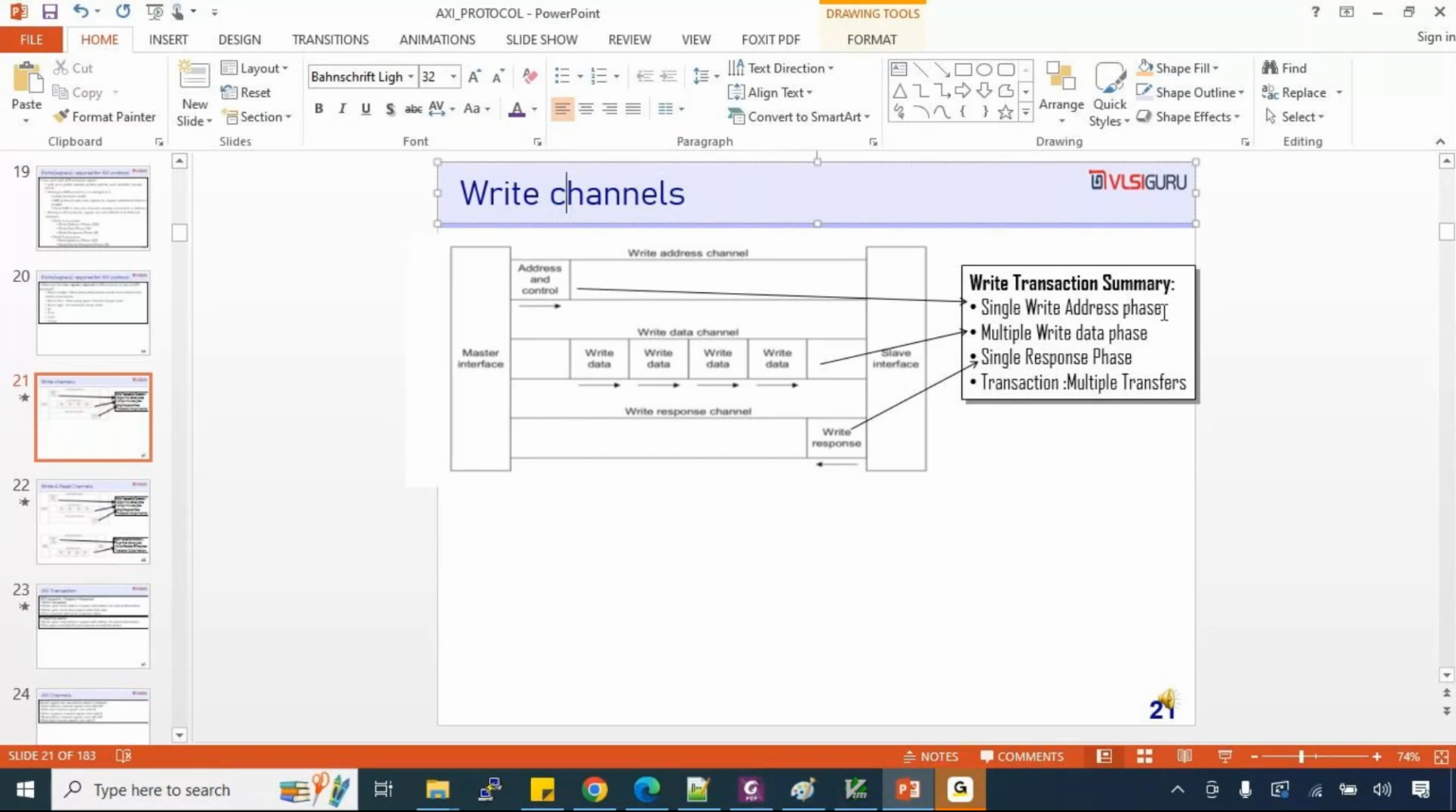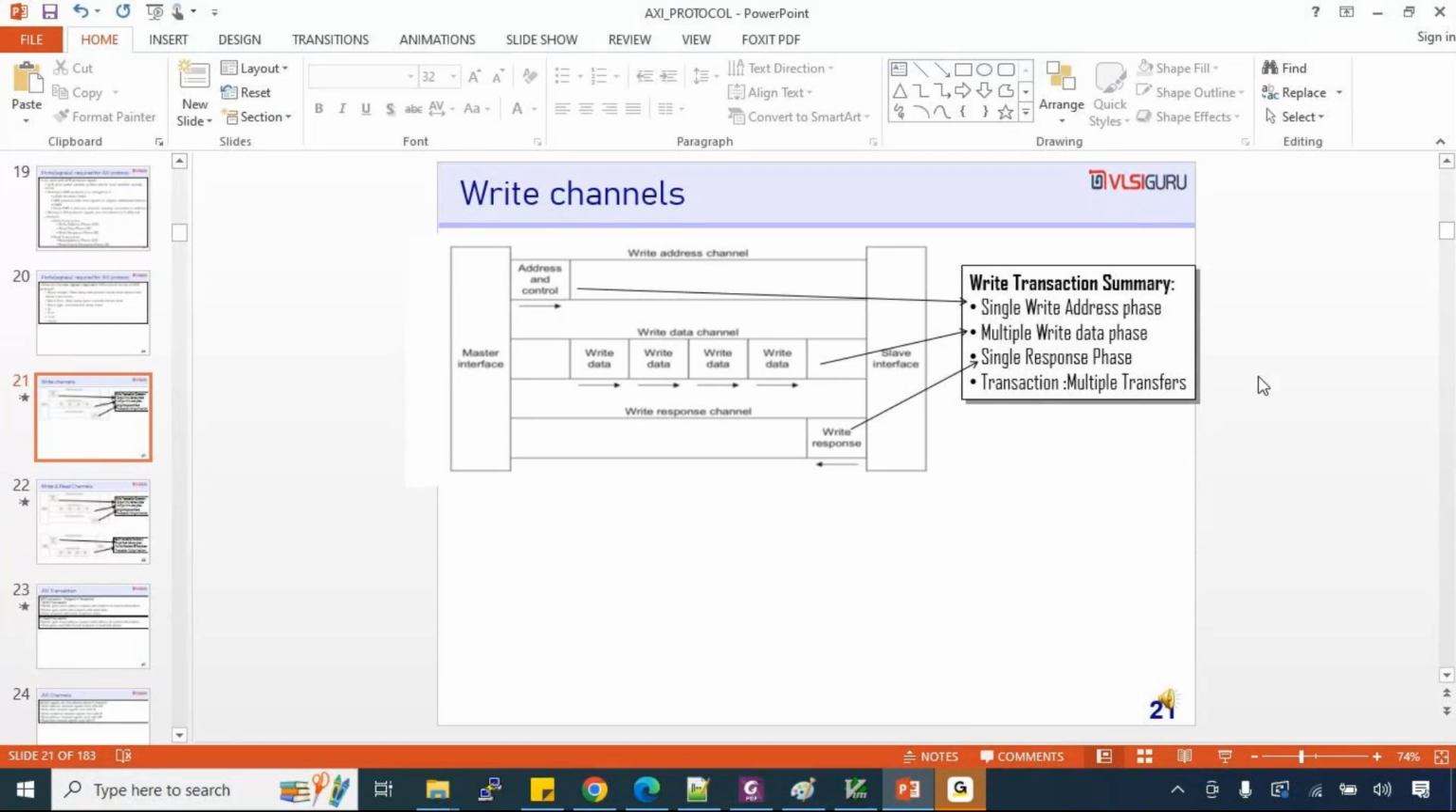We will do this and we'll probably end the session. Okay. How many channels are there? Three. From write address, who will give the write address to whom? Master will give to slave. Do you see the direction of the arrow? Where is the direction from? Master to slave. How many times is the write address phase done in one transaction?